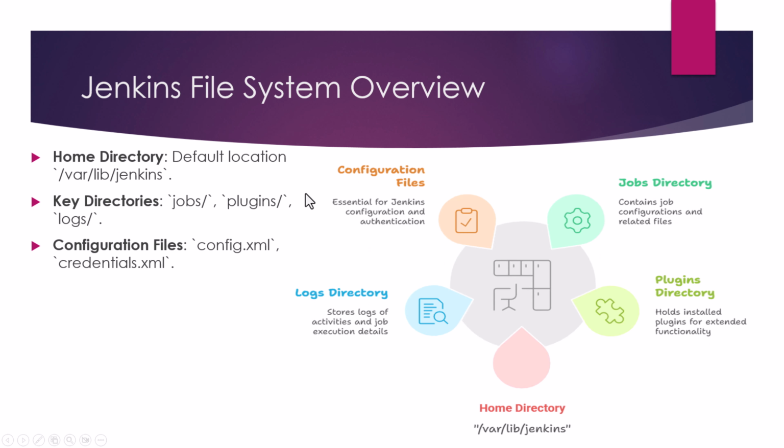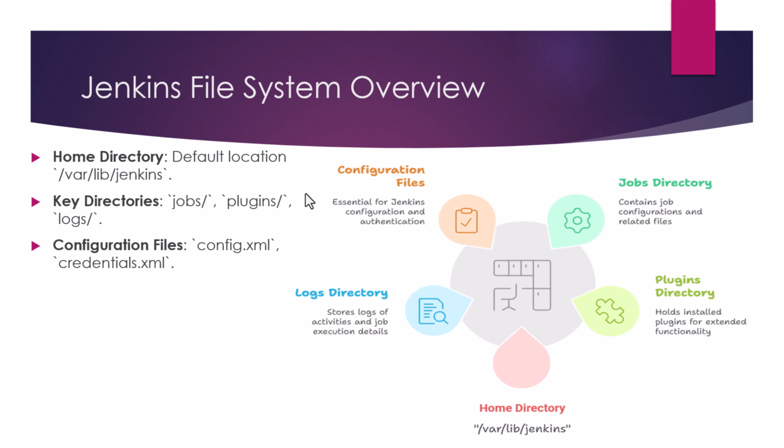Jenkins File System Overview. Let's take a look at the Jenkins file system. Understanding the file structure is important for configuring and maintaining Jenkins. Jenkins uses a directory structure to store its configuration, logs, jobs, and plugins. The default Jenkins home directory is located at /var/lib/jenkins on the Linux file system.